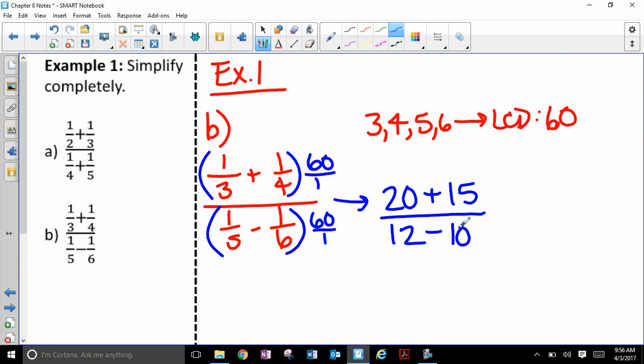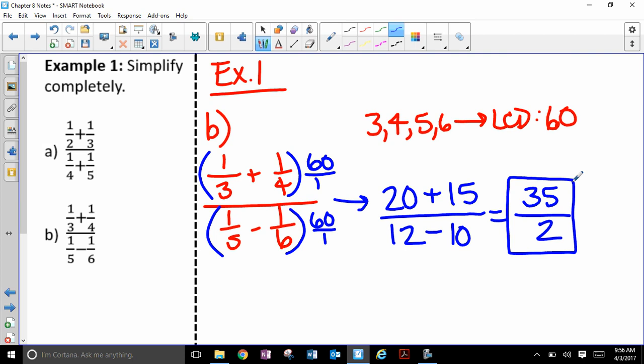So that's step 2, to multiply top and bottom by your LCD, so you end up with a single fraction. Step 3 then says, okay, let's combine like terms. So 20 plus 15 is 35, all over 12 minus 10, which is 2. And then step 4 says to look and see if you can simplify any more, and we can't.